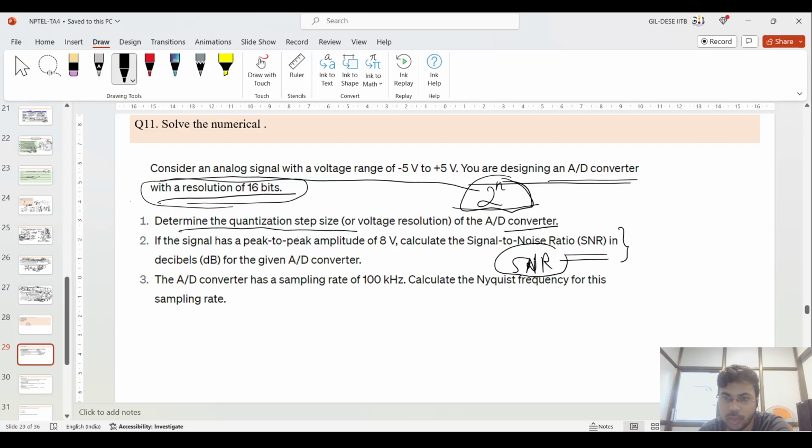And I will also give you one of the basic equations, this SNR, which you can use always. I think most of you will not be able to do this question. I have deliberately given this question to make you understand about this SNR ratio and A to D converter.